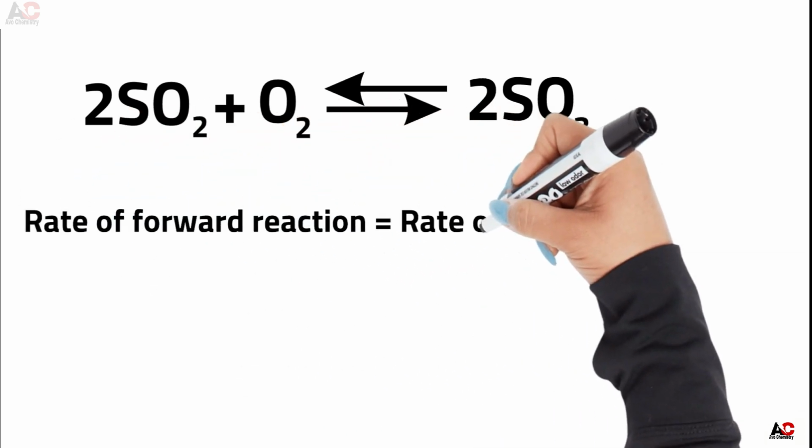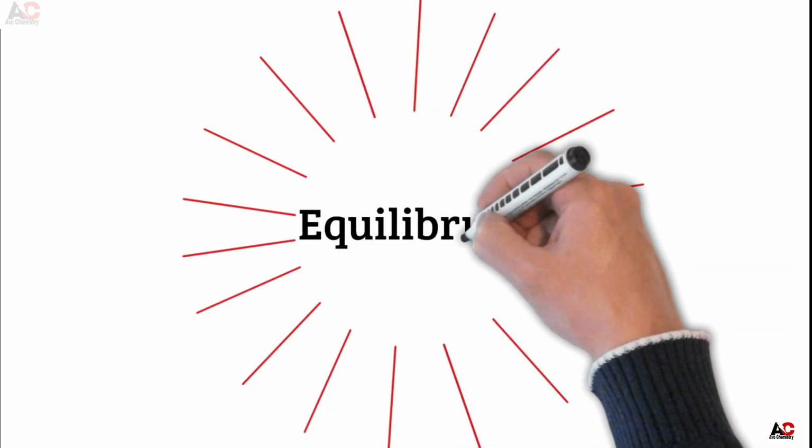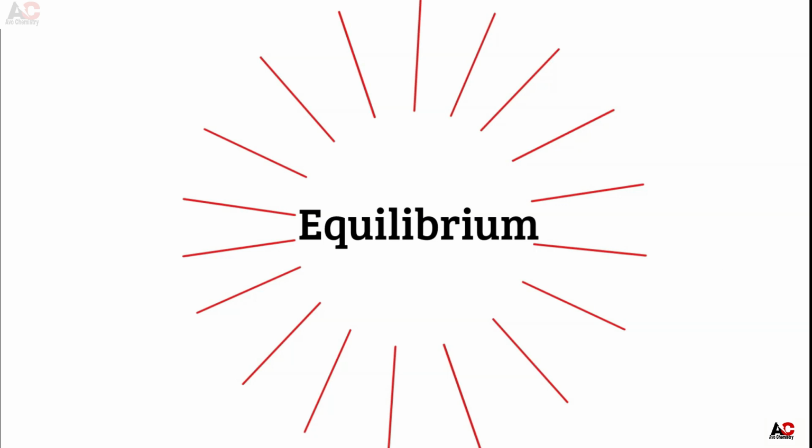But at a certain point, when the rate of forward reaction is equal to the rate of reverse reaction, at this stage, formation of SO3 and decomposition of SO3 become equal. This stage is said to have reached the equilibrium state. Means the stage where both the rates, forward and reverse, become equal.